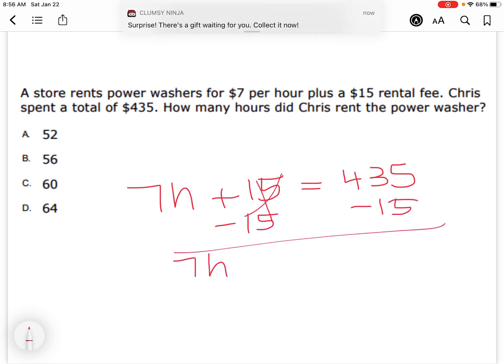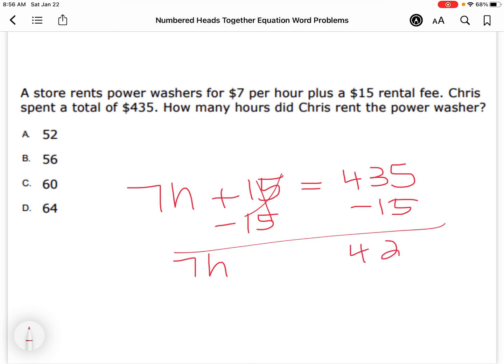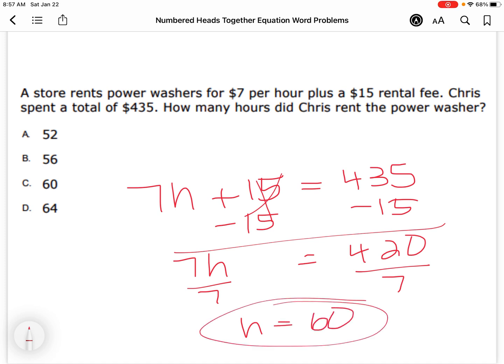And we get 7H equals 420. We're going to divide by 7. And we get H equals 60. So how many hours? No, he doesn't make $60 per hour. How many hours did he rent the machine? 60 hours. So he rented the machine for 60 hours.